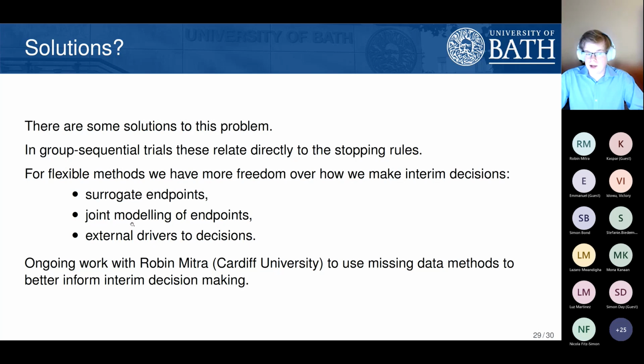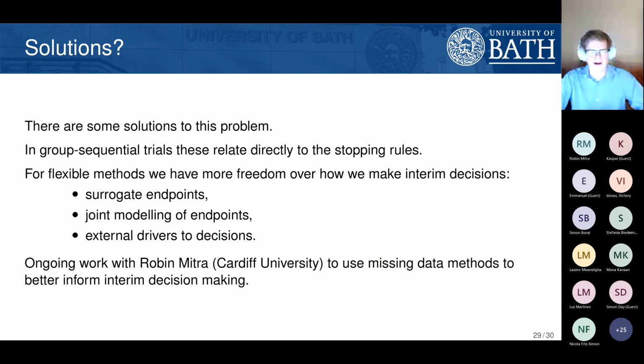We saw longitudinal endpoints in talk 2 from Stefanie. So joint modeling of endpoints could be another way to recover some information. If you have an endpoint that is less missing alongside your endpoint with more missing data, you may be able to jointly model these and have a better understanding. Or you may have some external drivers to these decisions, so what's going on in the wider landscape of treatment for the illness.